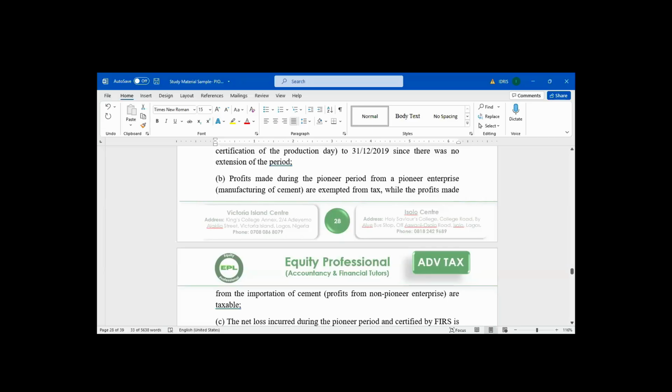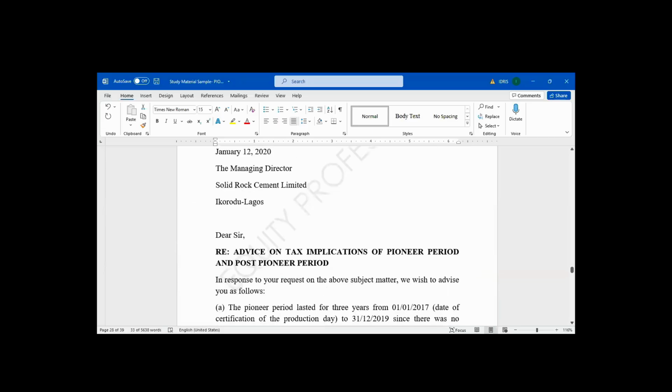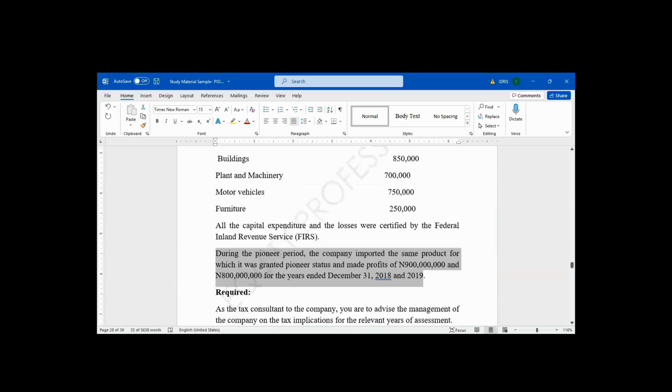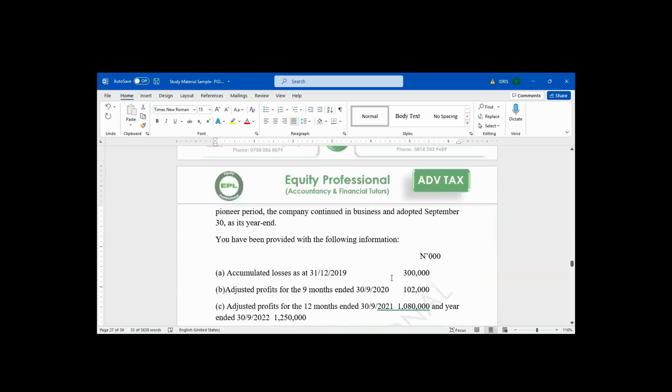Point B, look at it. We are told this company does not make profit during the pioneer period. Though. What does the company make during the pioneer period?